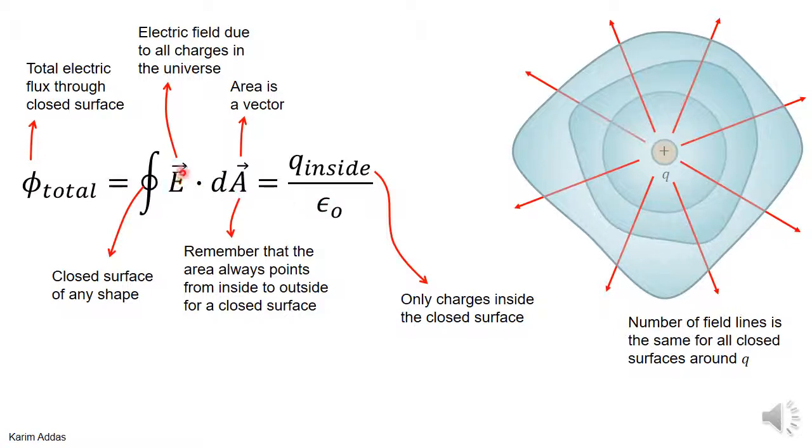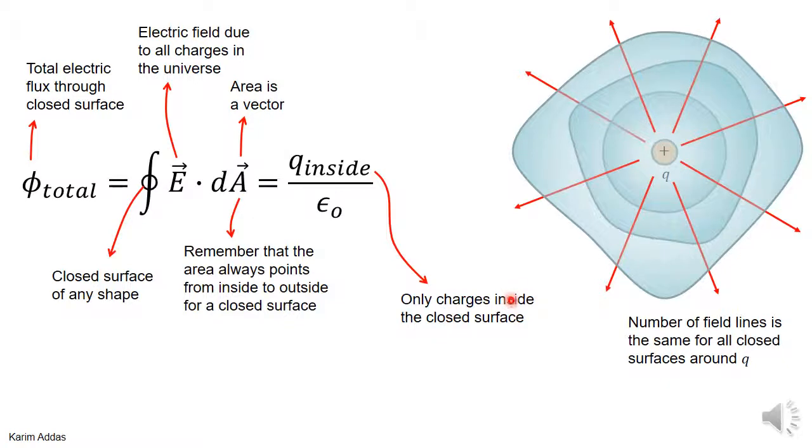The flux is E, electric field dotted into area. Area has a vector nature. We've discussed this before. And remember, for a closed surface, the area vector points from inside to outside. It has to point from inside to outside for this equation to be correct. And the electric field that we use here is the electric field due to all charges in the universe. And the Q inside means the charges only inside the surface.